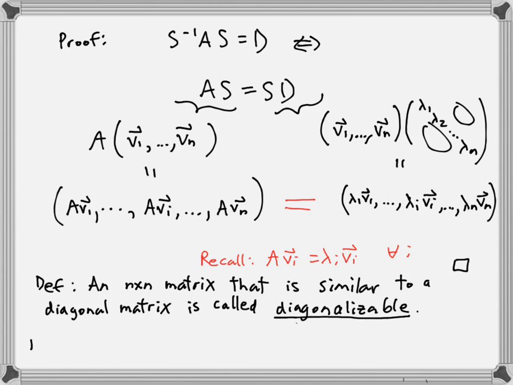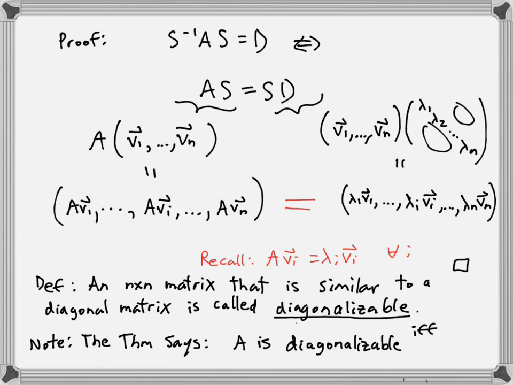So note, what does the last theorem that we just wrote down say? The theorem says A is diagonalizable if and only if A is, oh, you know what? I'm running low on space here. Let me back up a bit. I'm going to write it on the next line.